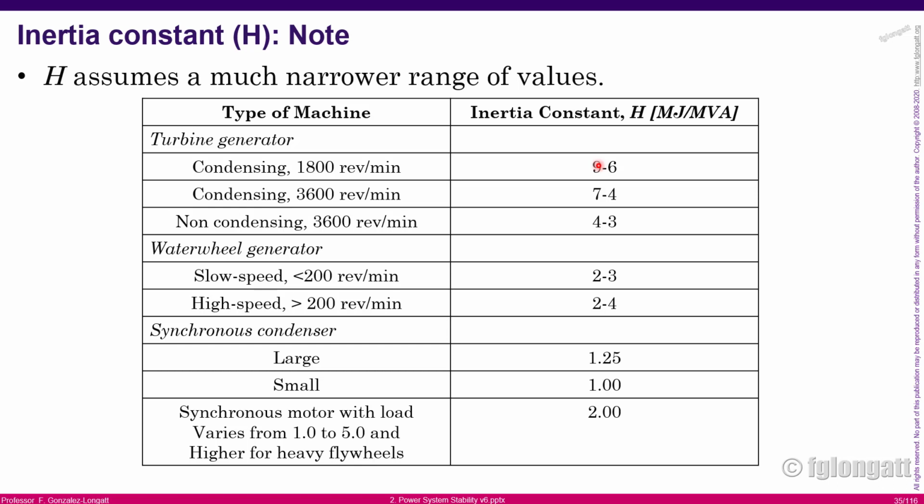And the reason is because the weight of the rotor and the shape of the rotor define the inertia constant. Over there, you can see that for very small synchronous condensers, the inertia is between 1 and 1.5. However, if we are working with slow rotational speed turbine generators, the inertia constant could be a bit bigger, between 9 to 6. Again, this table is just for illustrative purposes.